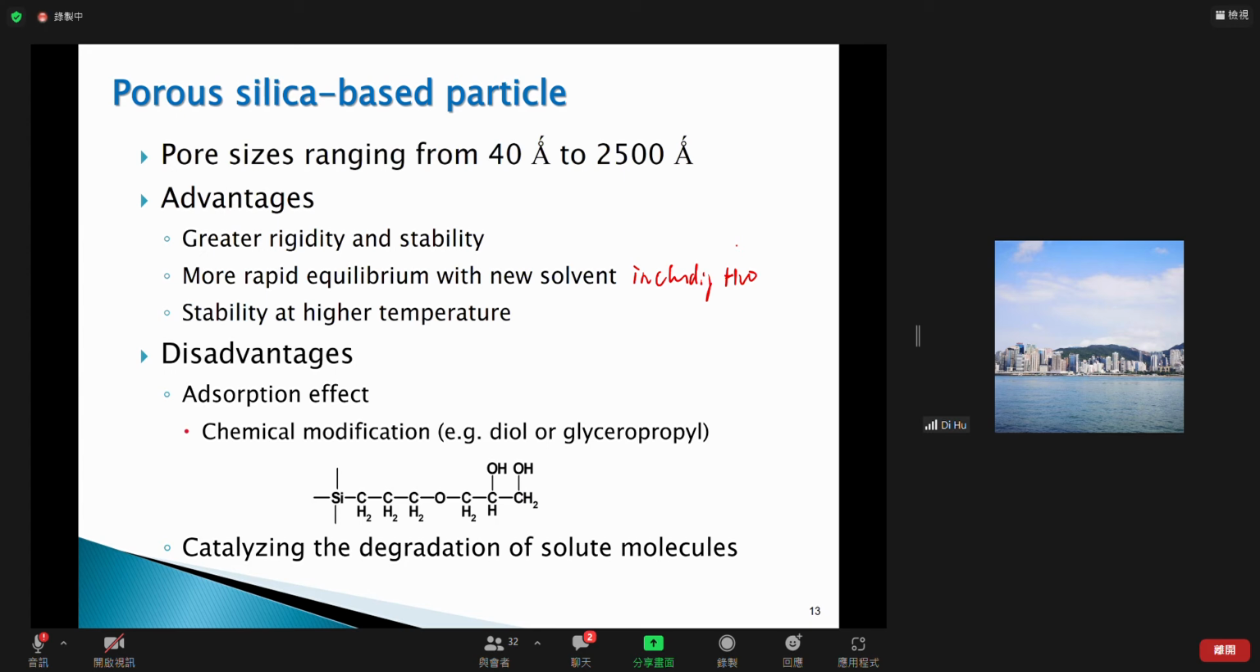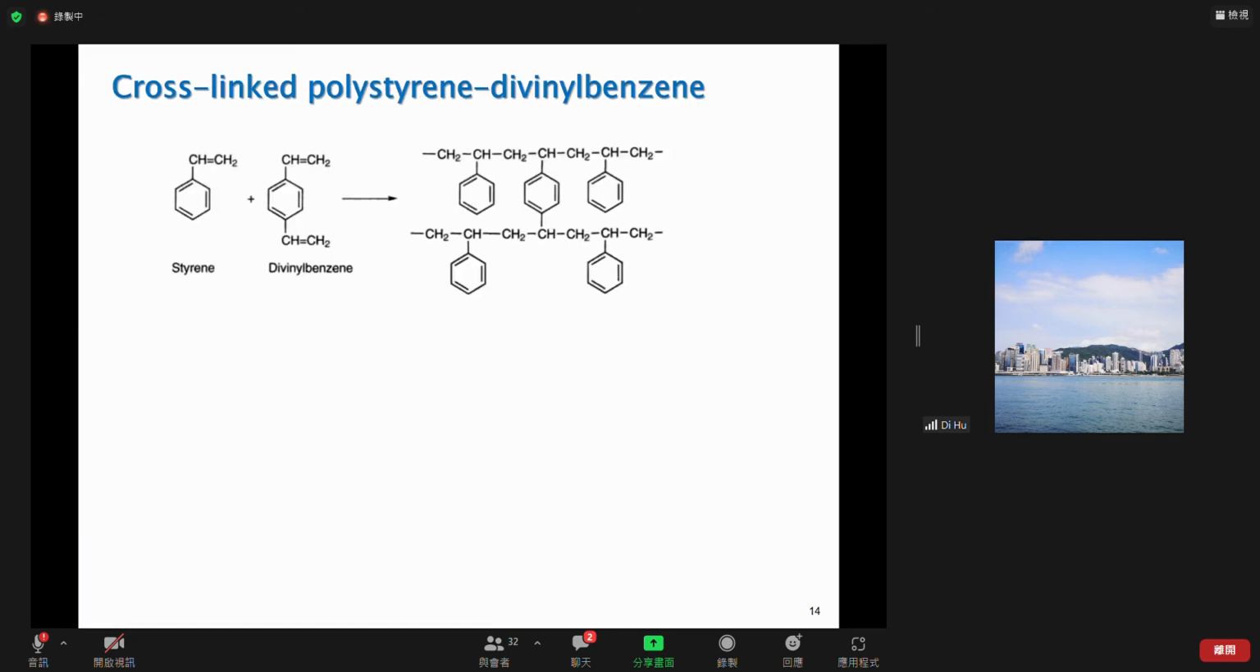And also it's possible that this silicon-based particle can catalyze some of the degradation of the molecules, especially the polar ones. But this one is relatively hydrophilic. Okay, relatively hydrophilic. And another choice is cross-linked polystyrene divinylbenzene.